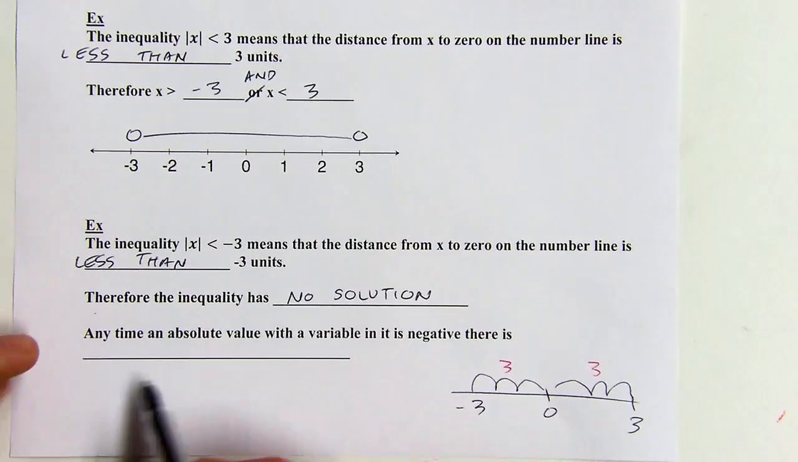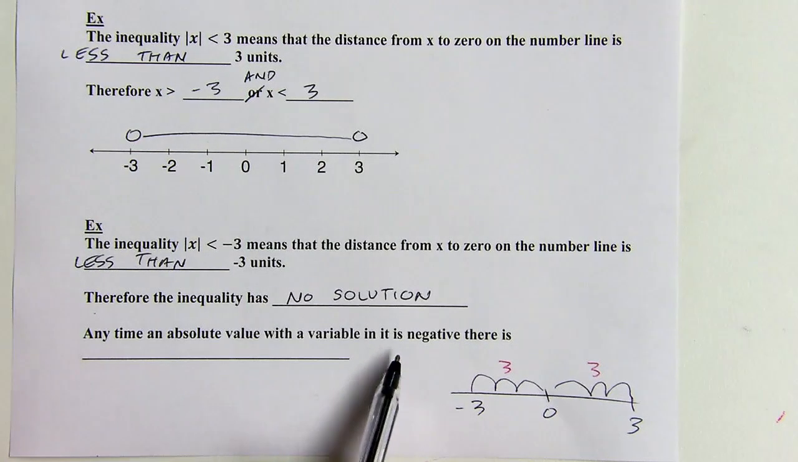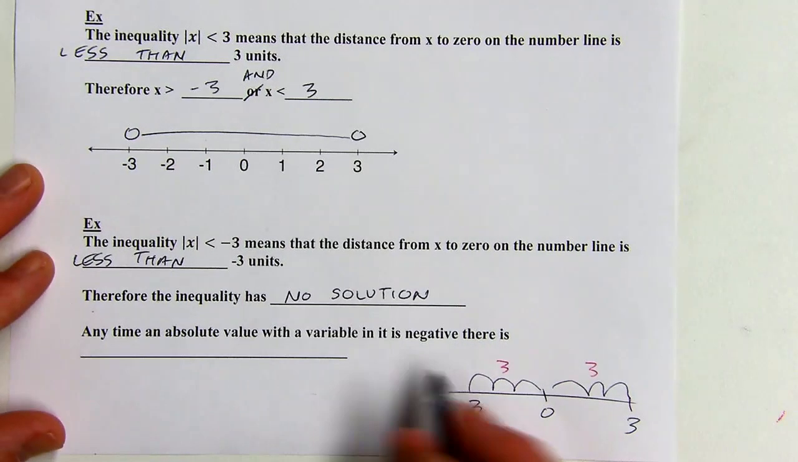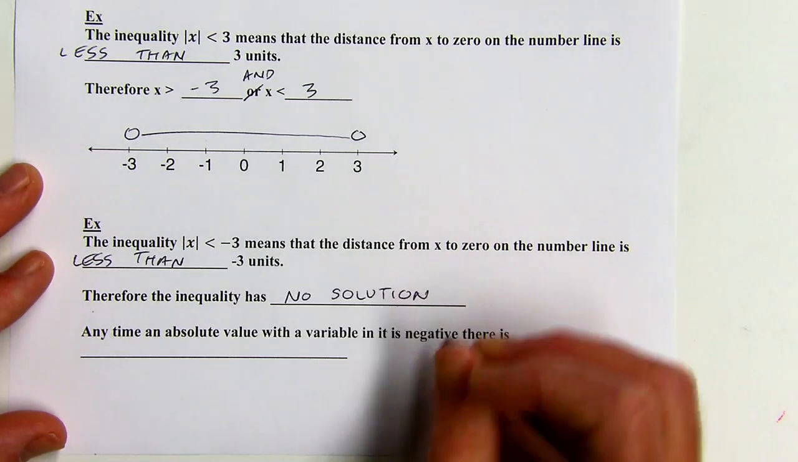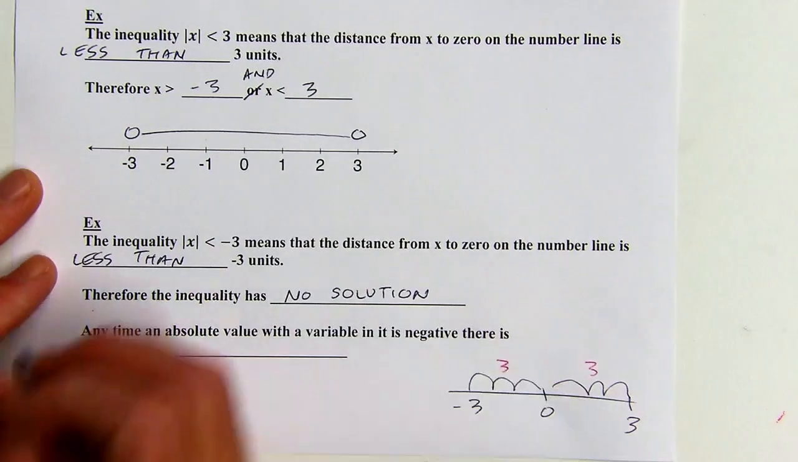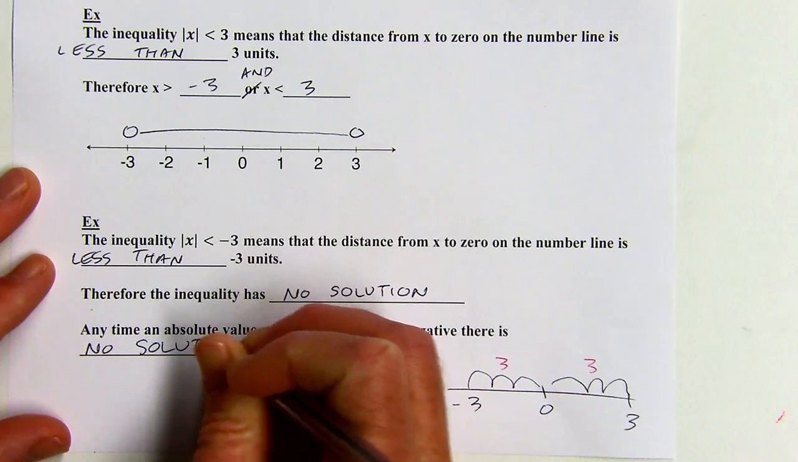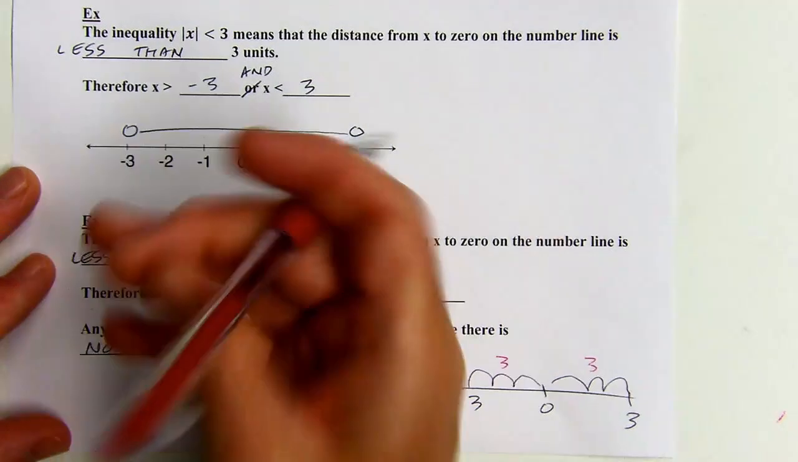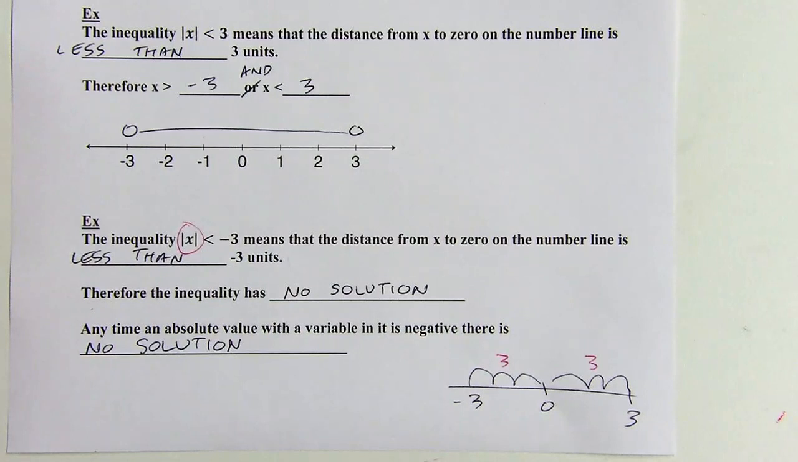Anytime an absolute value with a variable in it is less than 0 or less than a negative number, there is no solution. I worded this wrong, it's just weird wording. Anytime I've got something like this, and it says it's less than 0 or less than a negative number, that means you have no solution.